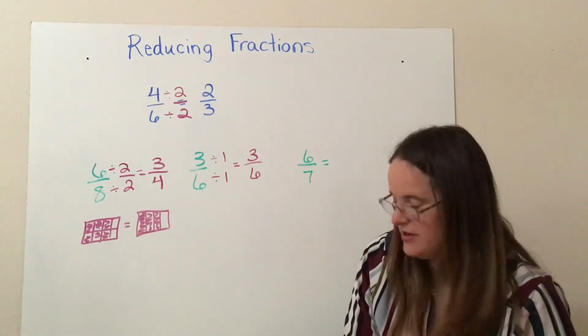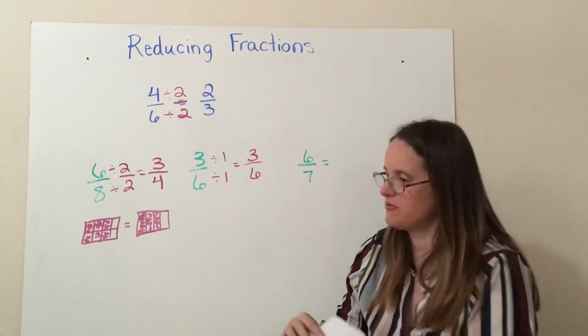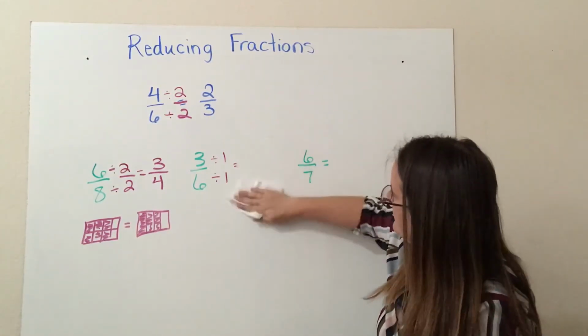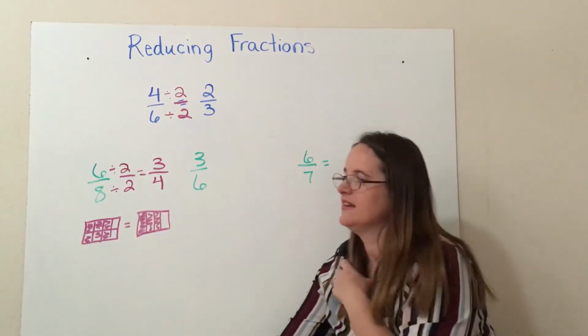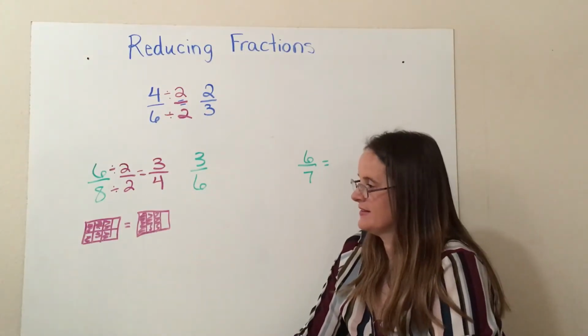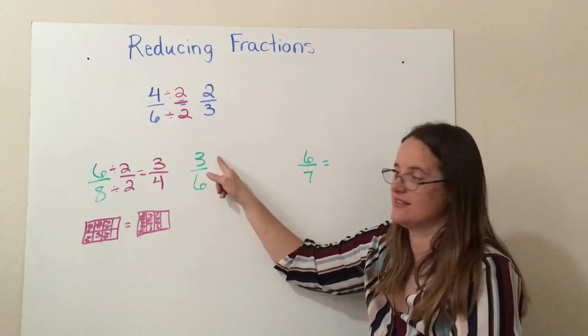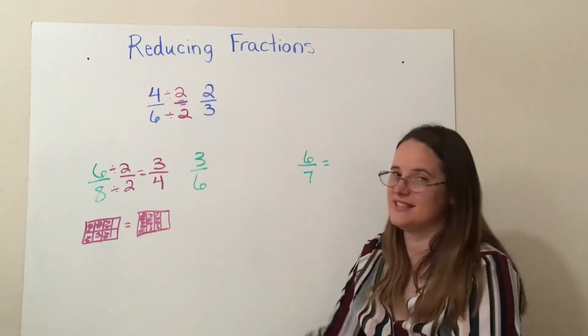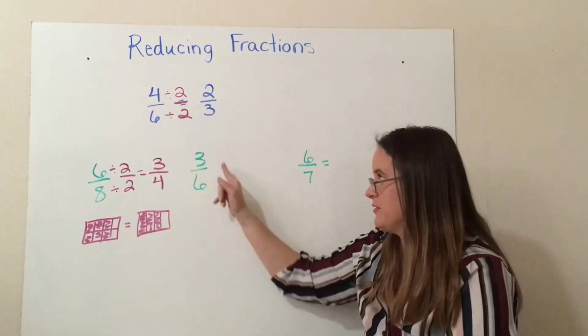Is there another number that I can divide both 3 and 6 by? Can I divide them both by 2? No, because 3 is an odd number. Can I divide them both by 3?